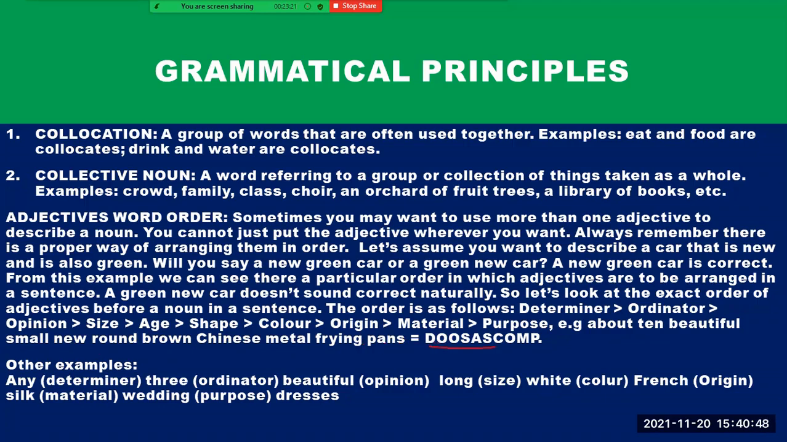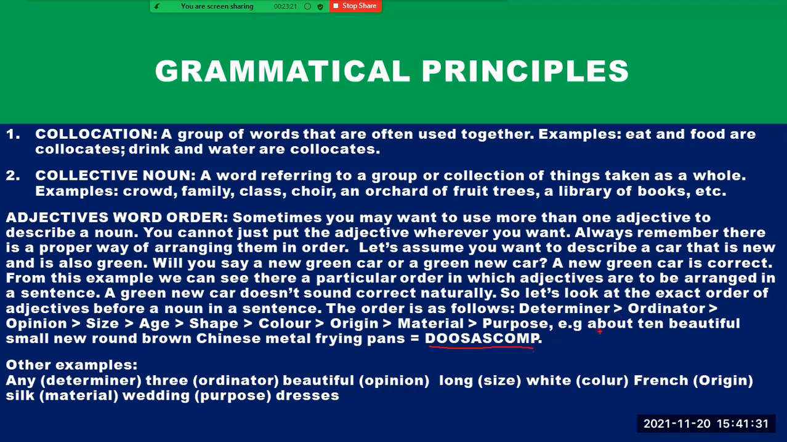Now, I want you to memorize this acronym, do succumb, do succumb. D-O-O-S-A-S-C-O-M-P. All right? D stands for determiner, O stands for ordinator, another O stands for opinion, S stands for shape, A stands for age, another S here stands for size, C here, of course, stands for color, O stands for origin, M for material, and P for purpose.